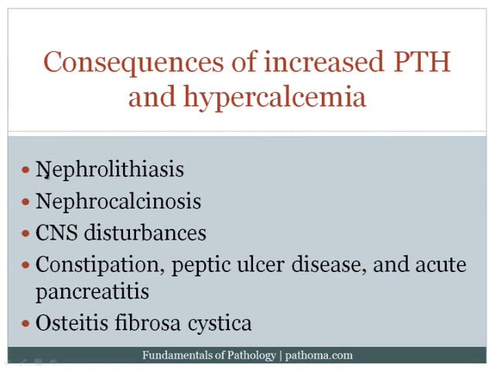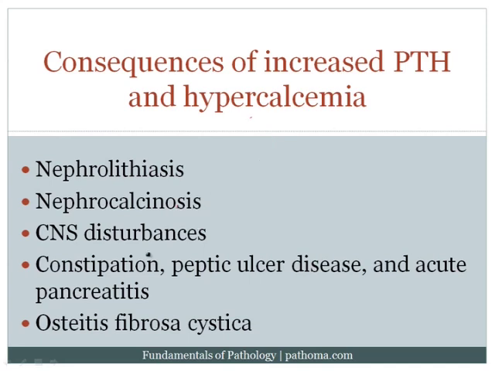Another consequence of hypercalcemia would be that when you have high levels of calcium within the blood, you increase the risk for deposition of calcium on tissues, which is called metastatic calcification. The classic example of metastatic calcification is called nephrocalcinosis, where you deposit calcium in the tubules of the kidney. This can lead to renal insufficiency with polyuria, and so it's another consequence of hypercalcemia. In addition, the hypercalcemia can go into the CNS and cause CNS disturbances such as depression and seizures.